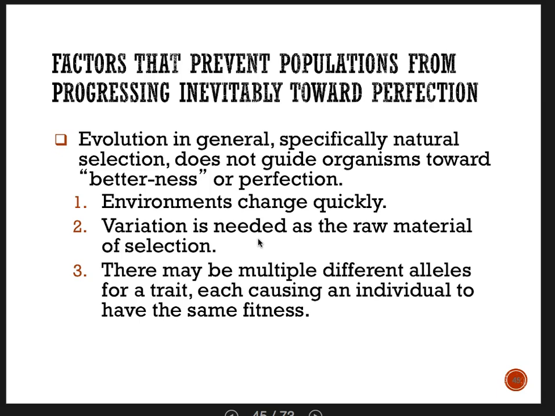And the third reason is that it's possible that there are multiple different alleles for a trait. Each one of them is fine. Each one of them gives equal fitness, whether you have this one or that one. So, for example, who has higher fitness? Somebody with brown hair or somebody with red hair? That's a stupid question, in a way, right? It doesn't matter whether you have brown hair or red hair. You can still have babies. It doesn't affect your ability to have babies. And so, with multiple different alleles, which one is more perfect, brown hair or red hair?